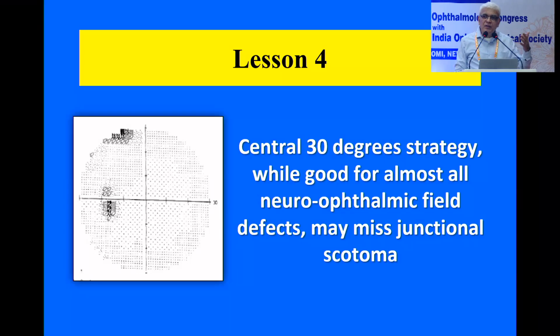So generally across the visual pathway from the front to the back, 30 degrees is good enough. But except for maybe the chiasm, sometimes it's possible to miss these early defects because they start off in the temporal periphery, not in the center.